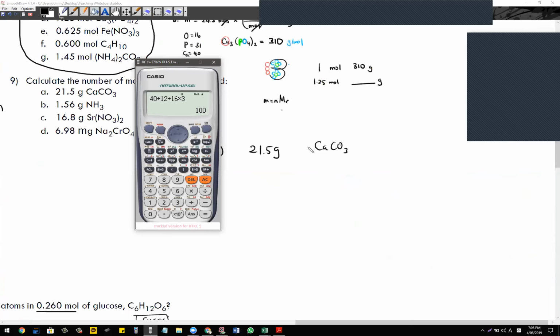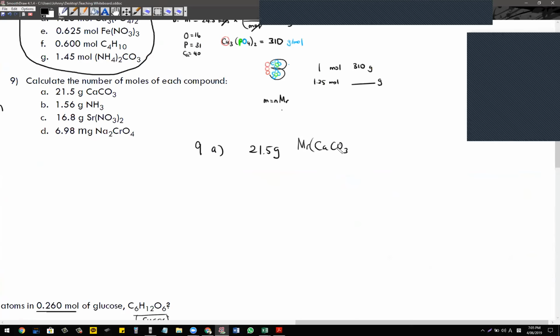So the molar mass of calcium carbonate is made up of 1 calcium, 1 carbon, and then 3 oxygens attached like this, 1, 2, 3. That's what it looks like. And that's 100 grams if you have a mole. You have 21.5 grams only, so that's much less than 1 mole, right?